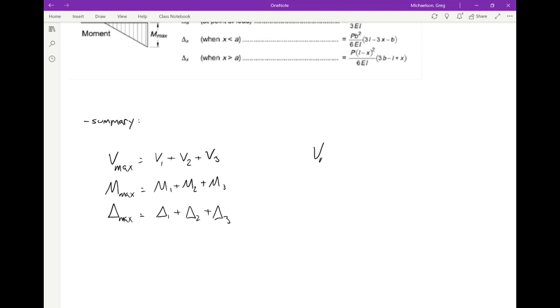So when you do that, V max ends up being 43 kips. M max is 690. And delta max is 2.206 inches.